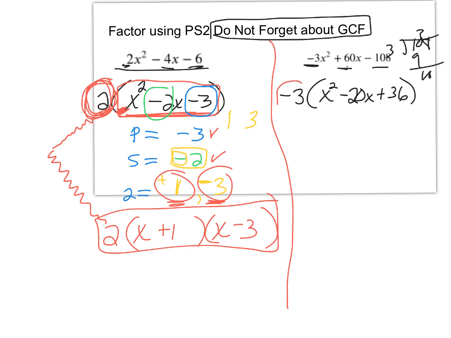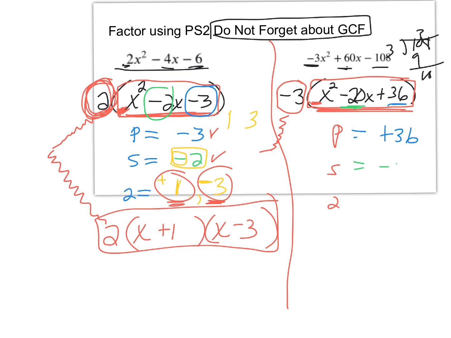Now, as I said, we're going to put this in a big red balloon, and it's going to float away. They're all going to float down here. We're going to float it away for a little while and focus solely here. I've got 3 pieces. I've got no leader in front of my x squared. So this is PS2. My product is plus 36. My sum is negative 20.